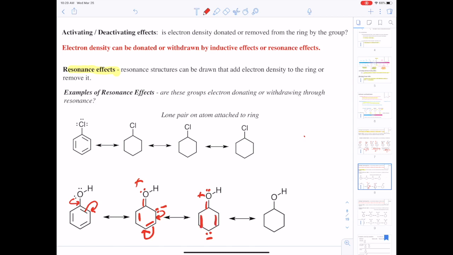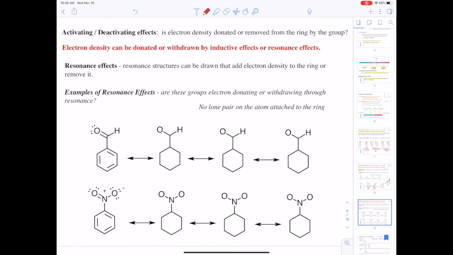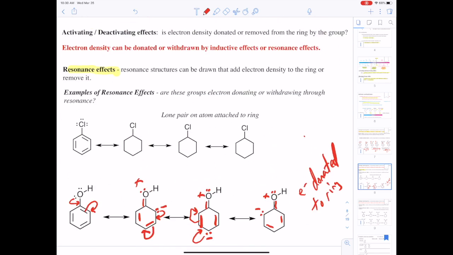And then likewise, you could move these here and kick these up onto this carbon. And the overall effect is that we have moved electrons into the ring. You can do the same for the chlorine. You can try that on your own. Draw some resonance structures where you show electrons being moved into the ring. So the overall effect is that electrons are donated to the ring.